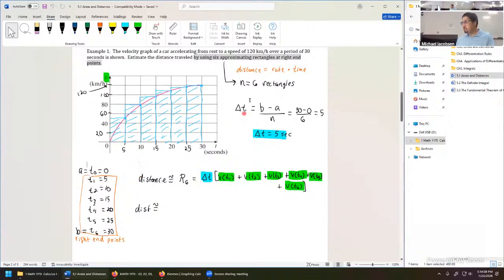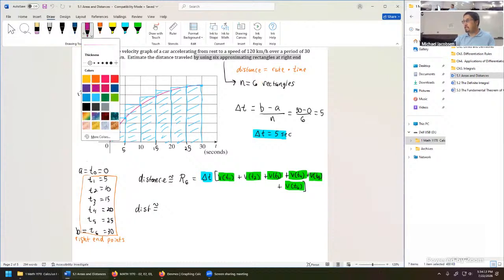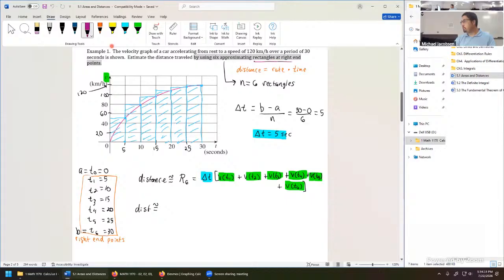So what we did was, for using 6 approximating rectangles, it asked us to use right endpoints. And the summary for that is just R6, 6 approximating rectangles at right endpoints, which we mentioned here as well. The distance is approximately R6. The width of those rectangles is delta t, which is b, the upper bound, 30 seconds, minus a, the lower bound, 0 seconds. Divide by the number of rectangles, 6, and we got delta t to come out to 5 seconds.